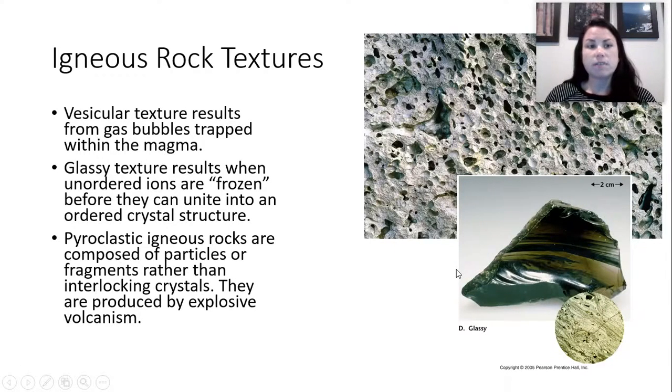Okay, and the last few is vesicular. This texture here on the top right, vesicular texture, results from gas bubbles being trapped within the magma as it cooled. And below here is the glassy texture. This is when it's basically frozen without forming an ordered crystal structure. And pyroclastic igneous rocks are composed of particles or fragments rather than interlocking crystals, and they are produced by explosive volcanism. So when we talk about a pyroclastic flow, those are usually produced by an explosive event.